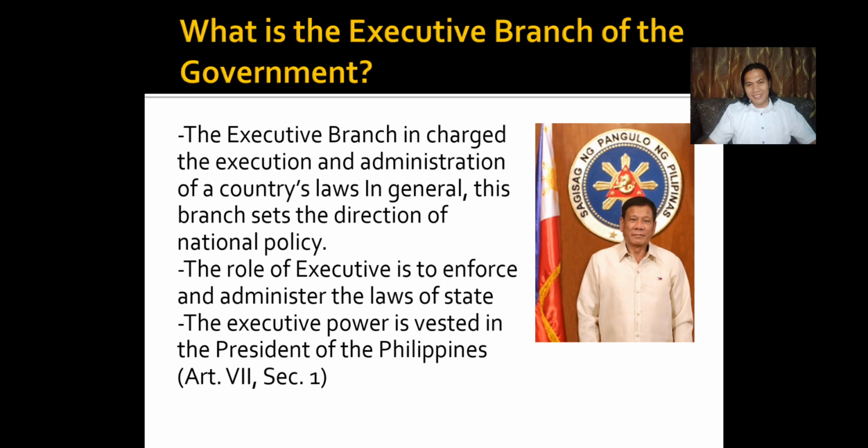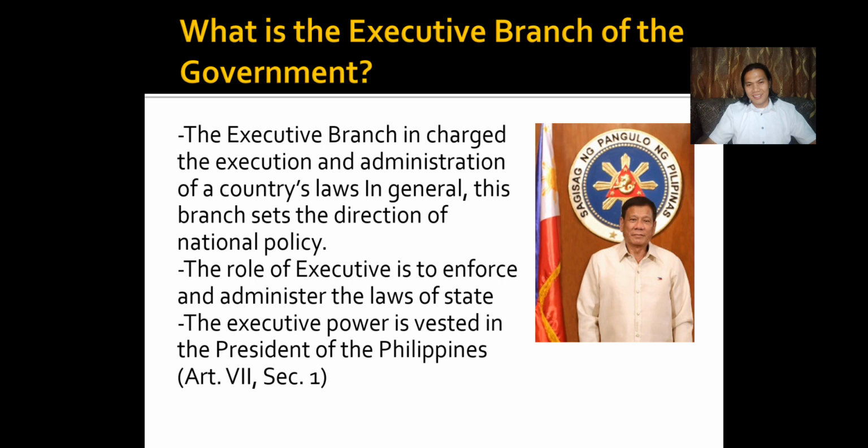So we are now on the first question. What is the executive branch of the government? The executive branch of the government is in charge of the administration of the country's laws in general. This branch sets the direction of national policy. As president, the role of the executive is to enforce and administer the laws of the state. According to the Constitution, Article 7, Section 1, the executive power is vested in the President of the Philippines. As president, he has the power to implement policy in order to protect the welfare of the citizens, and especially in times of pandemic, the president should make the right decision to address the needs of the people when it comes to health and food security.